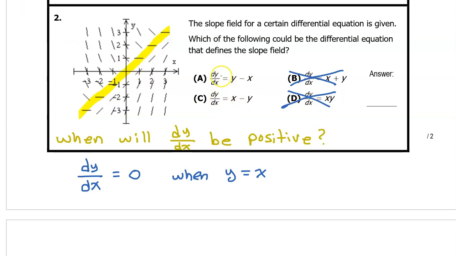Study the remaining two options and ask yourself, when will dy/dx be positive? For option A, dy/dx will be positive when y is greater than x. In other words, we should have positive slopes above the line y equals x. And I see negative slopes, so that means that option A is out. Now look at option C. dy/dx should be positive when y is less than x. In other words, I should see positive slopes everywhere below the line y equals x. And that's exactly what I see. So the answer is C.